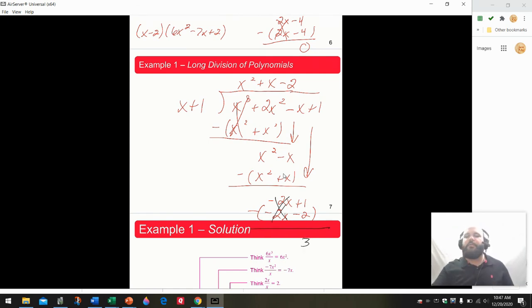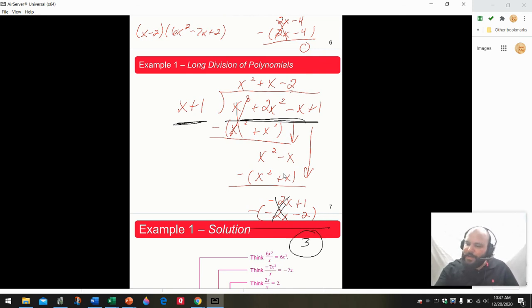So what do you do if you have a remainder? First thing to know is that this means x plus 1 would not factor out of this. It is not a linear factor of x cubed plus 2x squared minus x plus 1. How do we know that? Because the remainder is not 0.